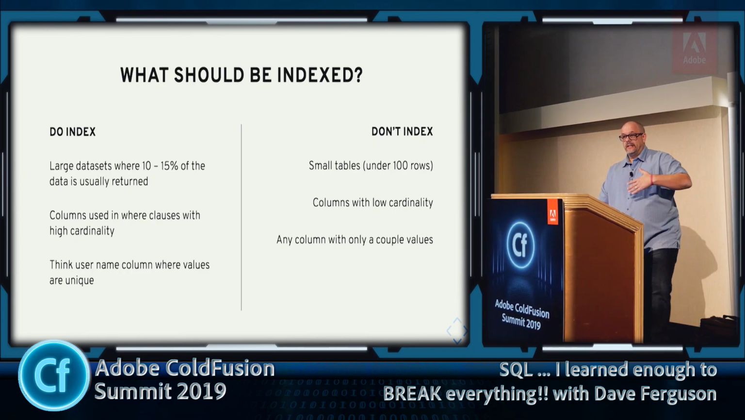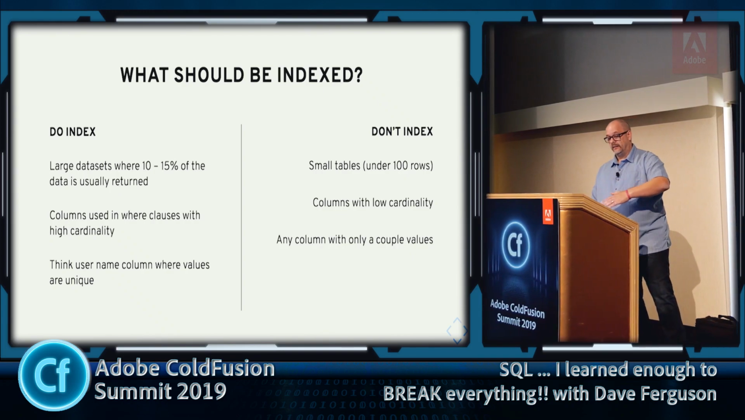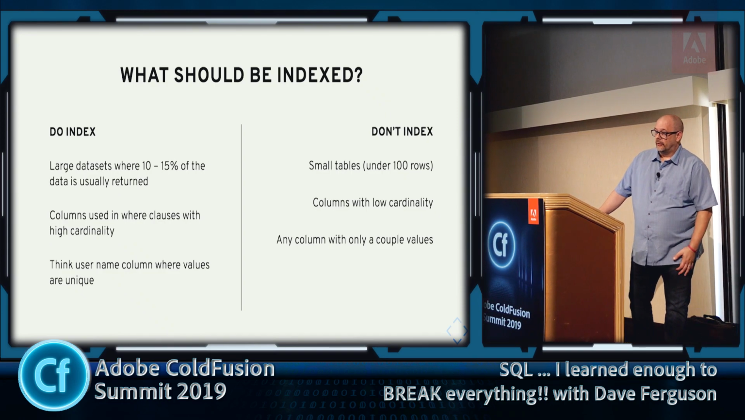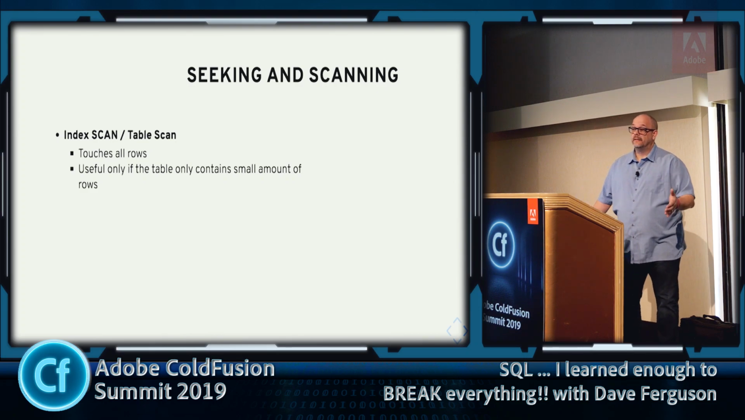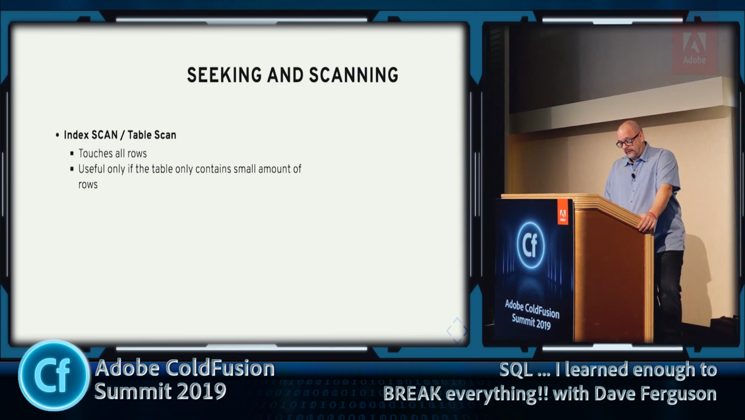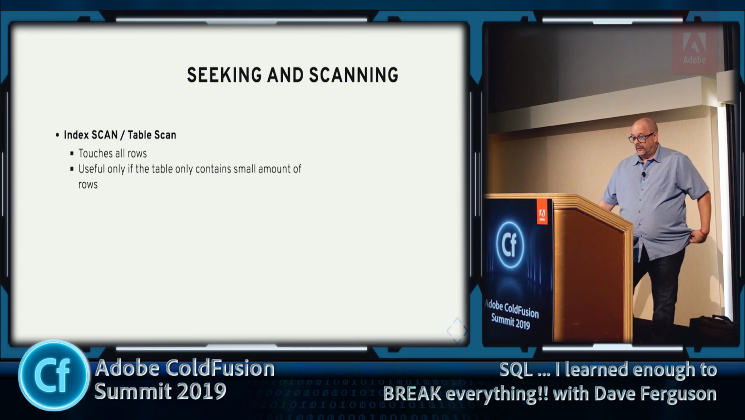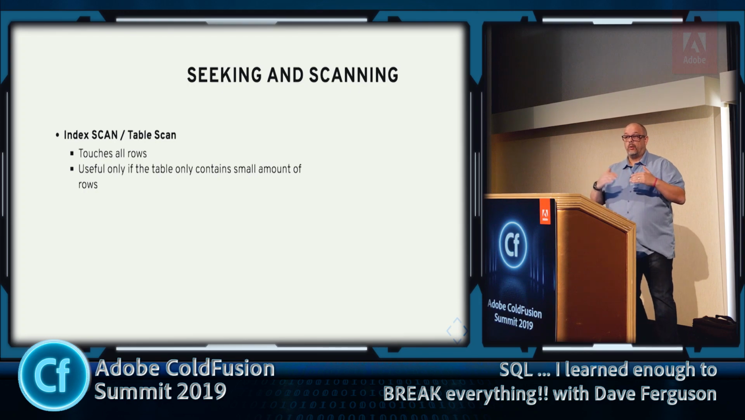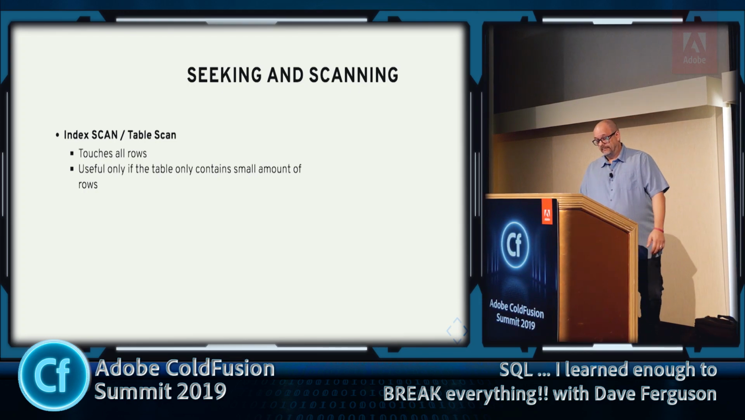So when your database goes to use the index, there's a couple ways it will use it. One is an index scan or a table scan. That's where it basically touches all the rows in the table, every single row. So if you're looking at a query plan and it's doing a full index scan or a table scan, that's generally bad because it's hitting every single row looking for data. It's only useful if you have a little bit of data. Then you have an index seek, which is really what you want, where it's only touching the rows that qualify for what you're looking for, and it's really, really good for large data sets.